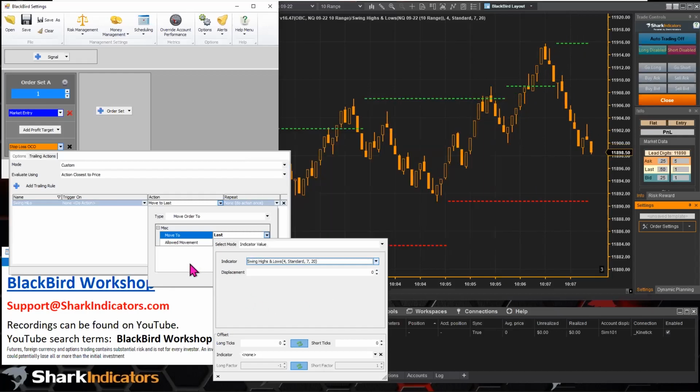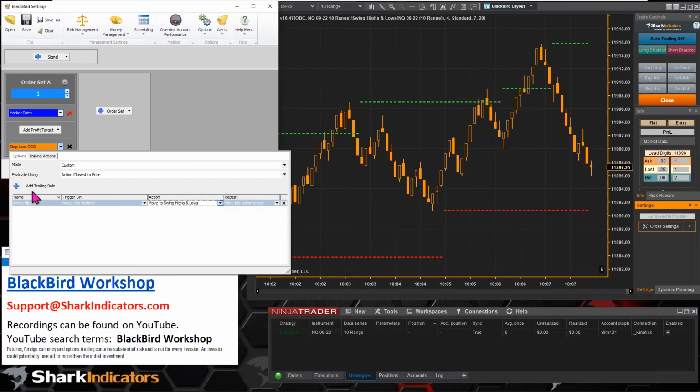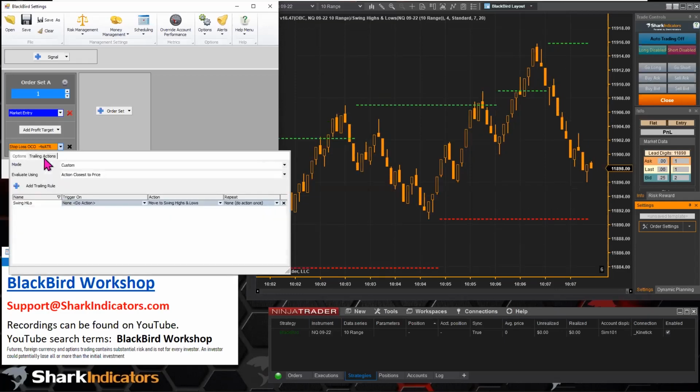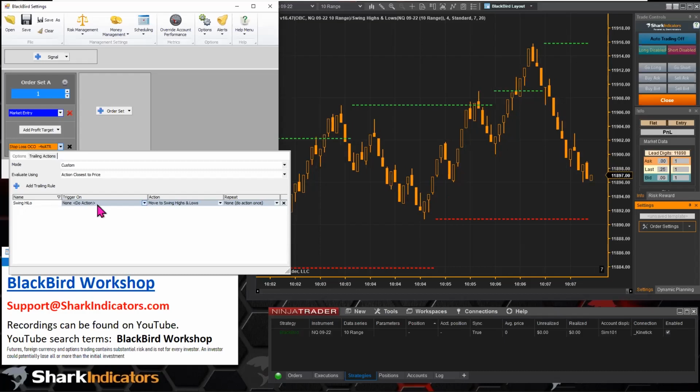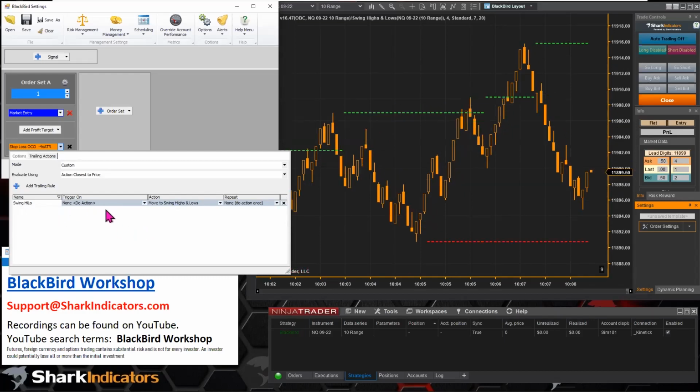So, all right, and basically there we have it. The stop loss is initially going to go in at 4 ATRs, but if the swing high or low is closer, then BlackBird will move that stop loss to the swing high or low if it's closer.